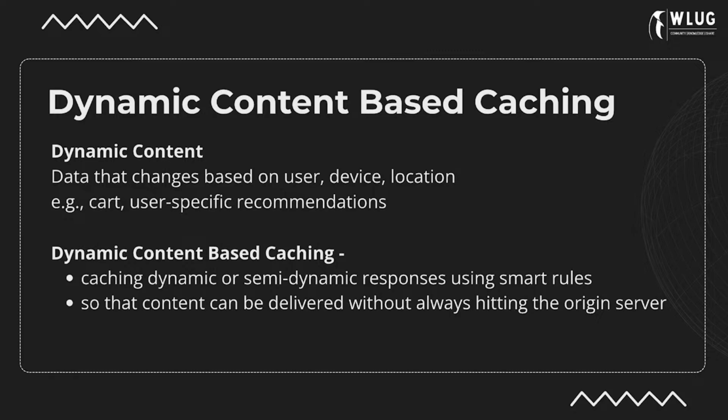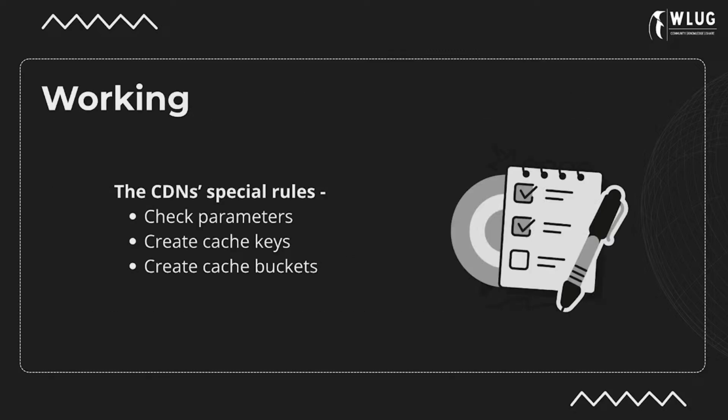And the major advantage of using dynamic content-based caching is again that we reduce the load on the origin and that not all requests have to go to the origin. This also increases security, as we are not going to the origin time and time again. So coming back to our special rules, we need to check parameters, create cache keys, create cache buckets. But this feels very broad, and we don't really understand anything by just stating these rules. So let's see what each of it really means.